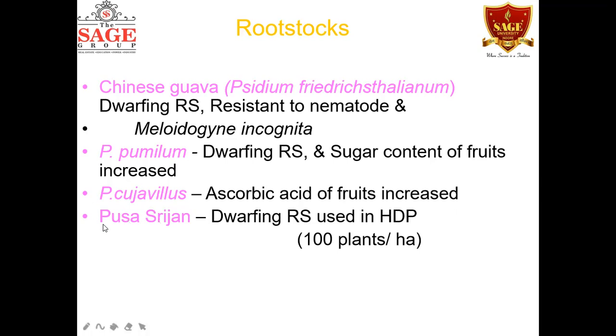Okay. So then the next one is Pusa Srijan. Pusa Srijan is a dwarfing rootstock developed by IARI, New Delhi. So it is particularly a dwarfing rootstock. When you are going for high density planting, this type of rootstock is very suitable.